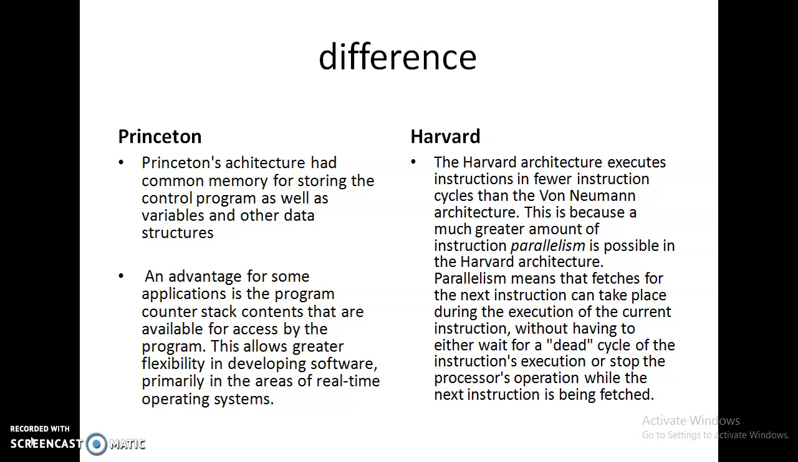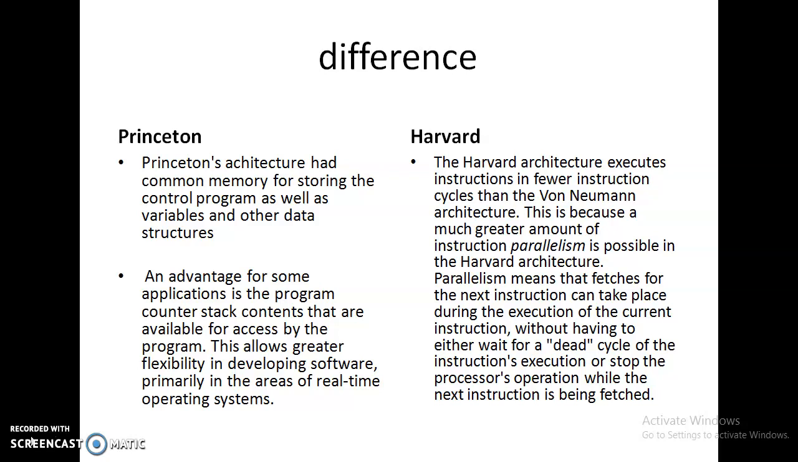In this class we'll discuss the difference between Princeton and Harvard architecture. Princeton architecture is also called von Neumann architecture. In case of Princeton architecture, there is always a common memory for storing the control program as well as variables and other data structures.